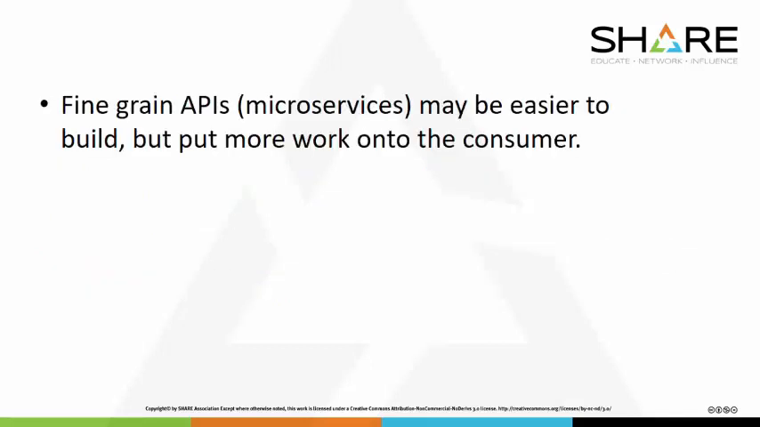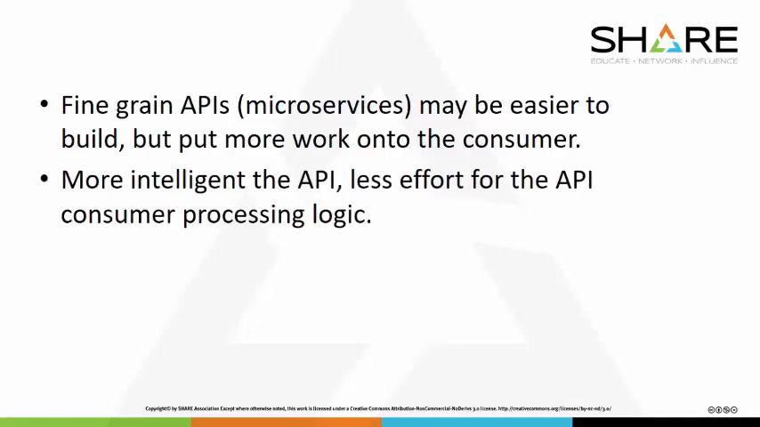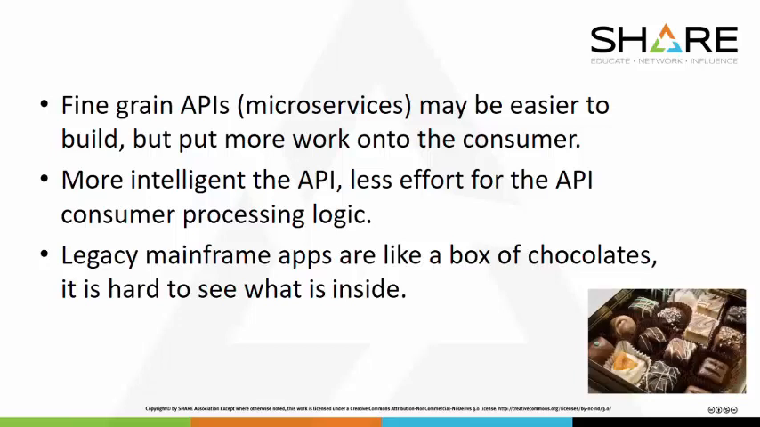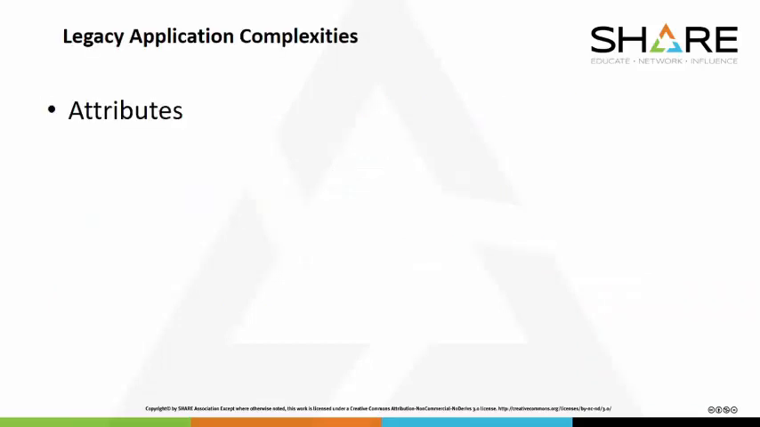Sometimes we talk about microservices, but we have found that fine-grained APIs or microservices may be easier to build, but put more work onto the consumer. The more intelligent the API, the less effort for the API consumer processing logic, and I'll show you an example of that in a second. Also, one of my sales friends, his line is, legacy mainframe apps are like a box of chocolates. It's hard to see what is inside.